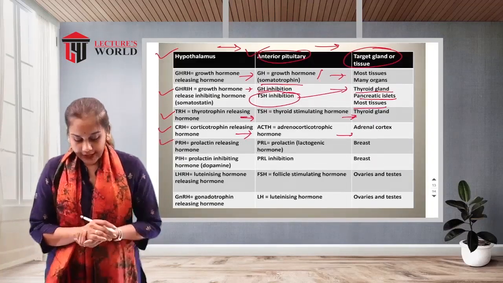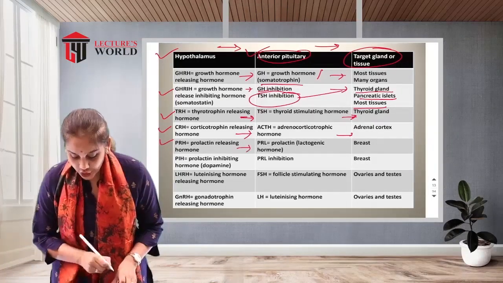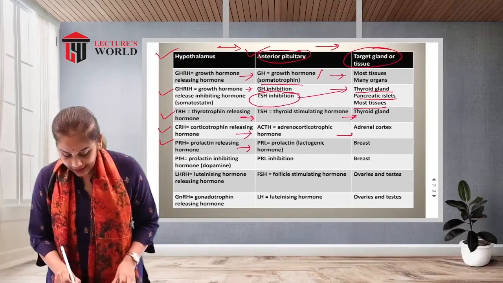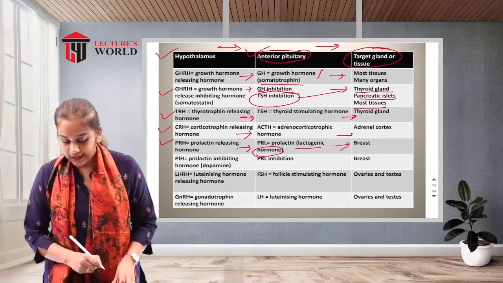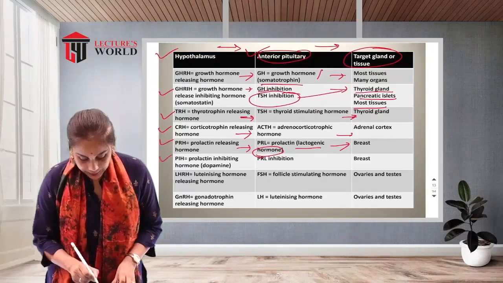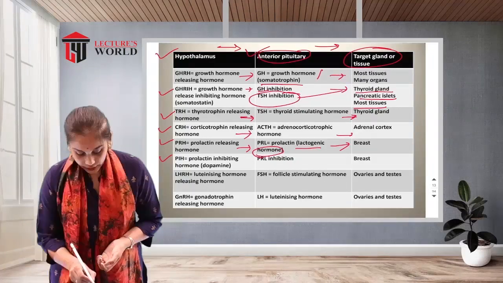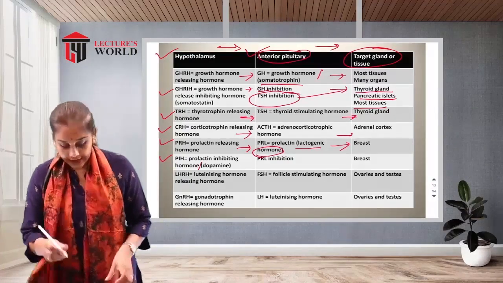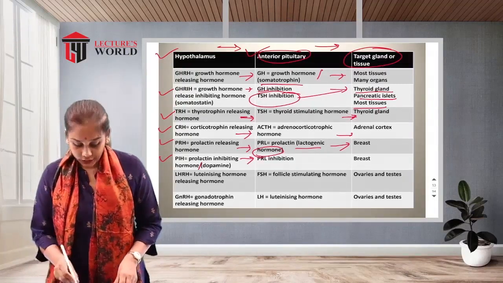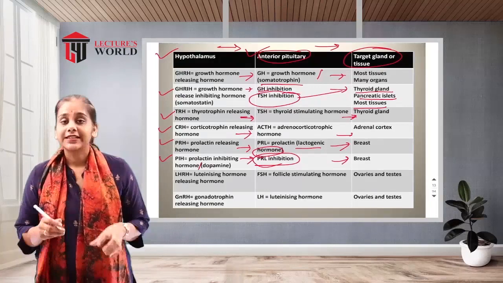Then PRH, prolactin releasing hormone. Okay, prolactin releasing hormone triggers which hormone? PRL. Okay, that is also known as prolactin, or we can say lactogenic hormone, which goes directly to the breast and is helpful for milk production. Then PIH, prolactin inhibiting hormone. It is also known as dopamine. Okay, so it triggers the anterior pituitary gland, which secretes the PRL inhibition, to stop the PRL or prolactin hormone. And what is the target organ?